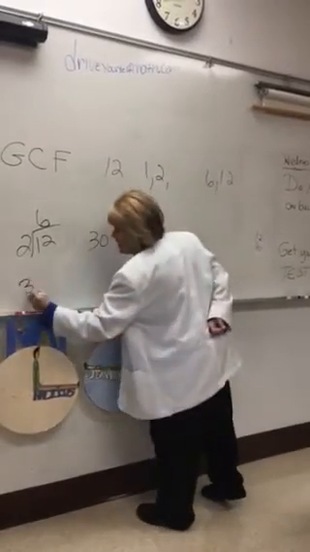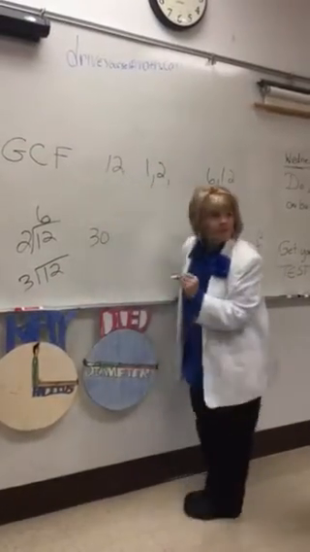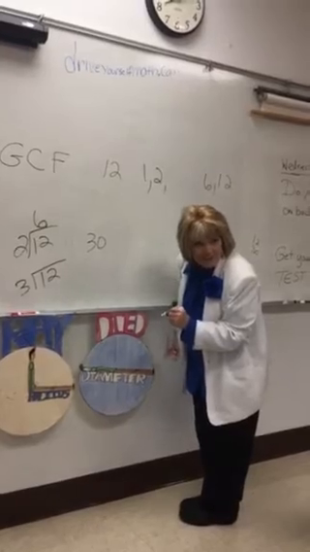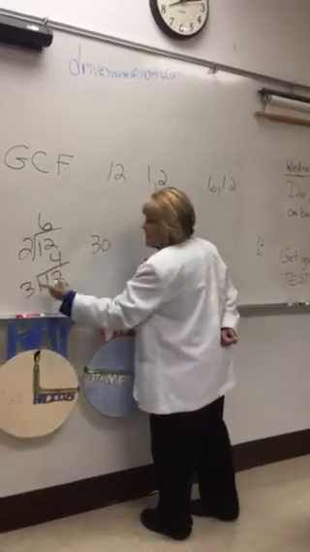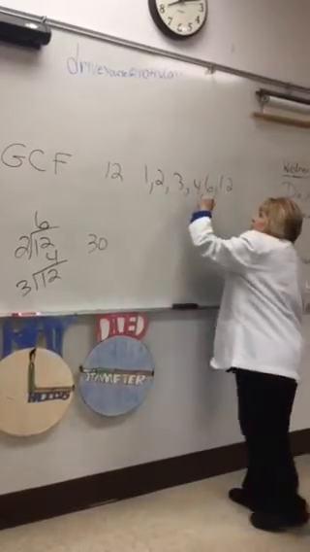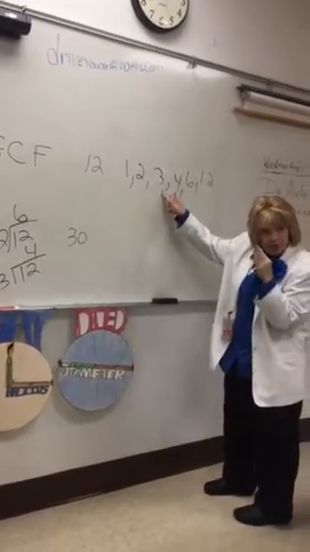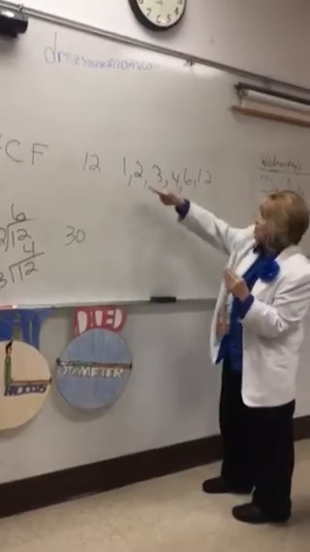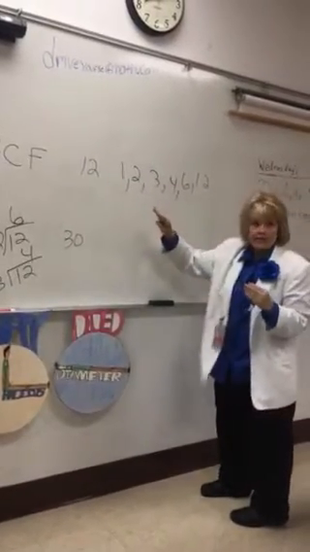Then you try 3. Will 3 go evenly into 12? Yes, it will. How many times? 4. Because 4 times 3 is 12. So there's 2 more partners. And as soon as you get to 2 that are right next to each other, you know you're done. Those are all the factors of 12 on the dance floor.